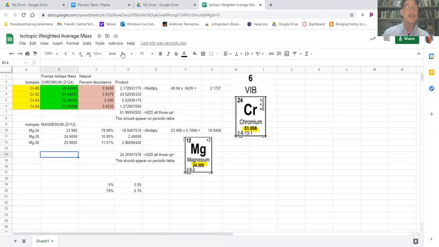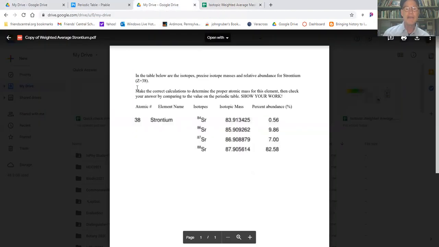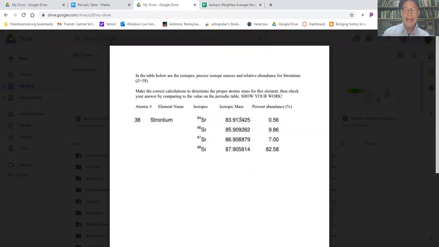So now your job is to do exactly that for strontium. And here's the strontium homework. So you can see I'm giving you strontium. It's got 4 isotopes. It's also got the precise atomic mass for each of those 4 isotopes and the percent abundance. Now those are percentages. So remember, those need to be converted to a decimal fraction. And 0.56% is less than 1%. It's a half of 1%. So that's going to be 0.0056. This is going to be 0.0986. This is going to be 0.07, and this is going to be 0.8258.